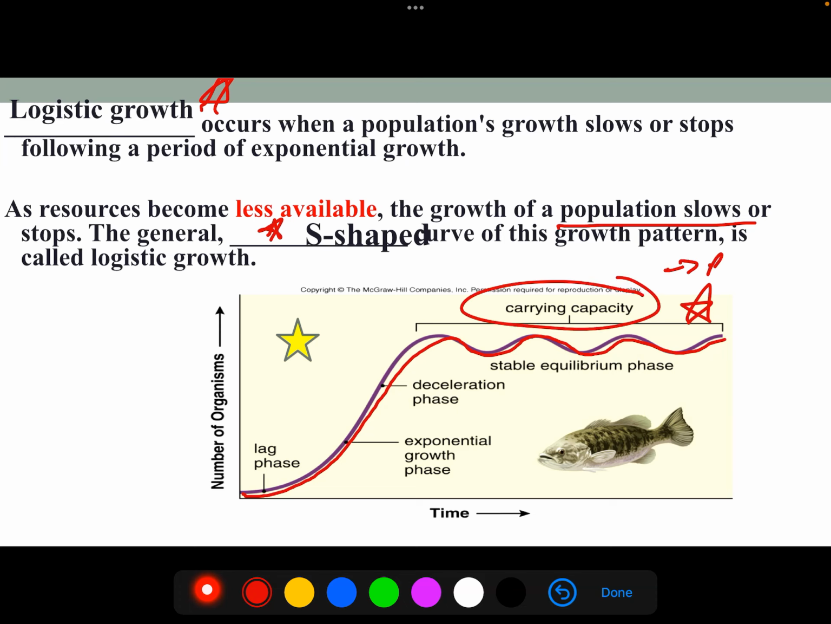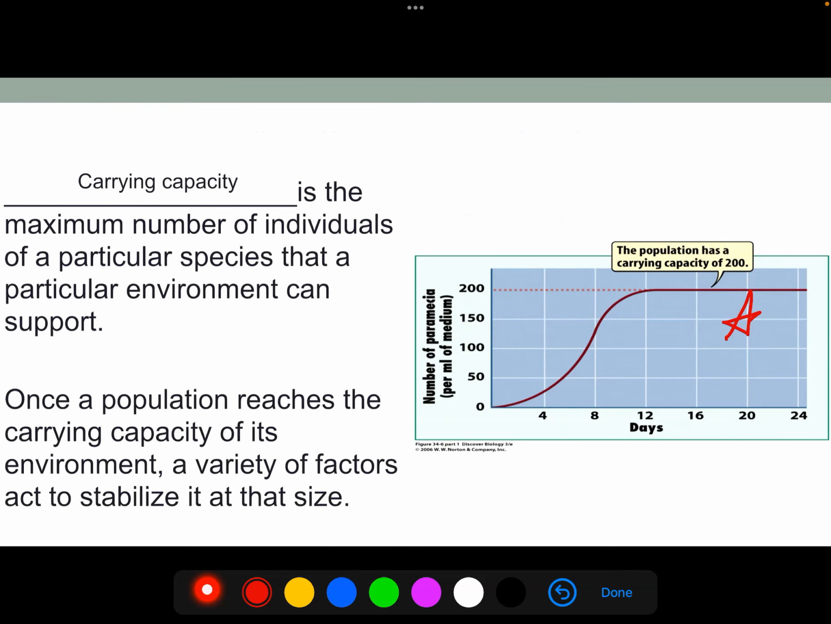Why? Because it's all about resources. Eventually, we're going to run out of resources. Okay, and so carrying capacity is the number of individuals of a particular species that a particular environment can support through resources. So once we reach that number based upon the resources around, that's our carrying capacity. And so this is carrying capacity.